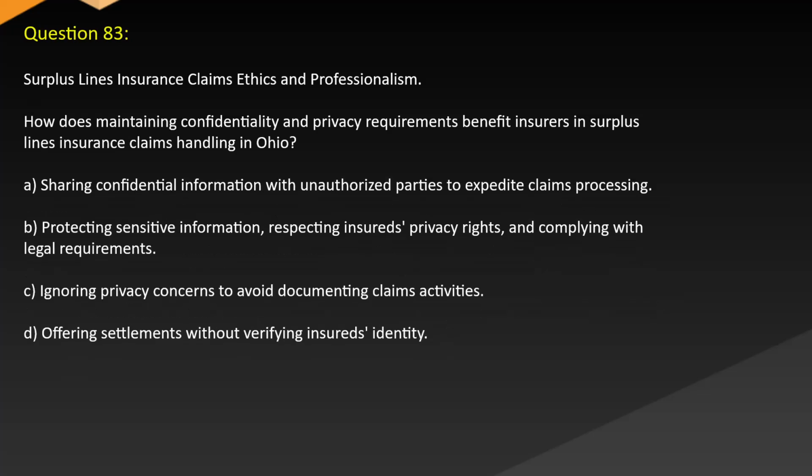3901.19. Question 83. Surplus lines insurance claims ethics and professionalism. How does maintaining confidentiality and privacy requirements benefit insurers in surplus lines insurance claims handling in Ohio? A. Sharing confidential information with unauthorized parties to expedite claims processing. B. Protecting sensitive information, respecting insured's privacy rights, and complying with legal requirements. C. Ignoring privacy concerns to avoid documenting claims activities. D. Offering settlements without verifying insured's identity.